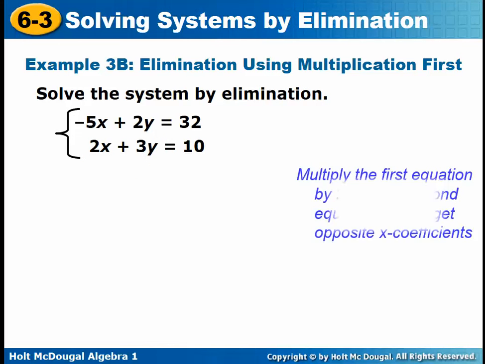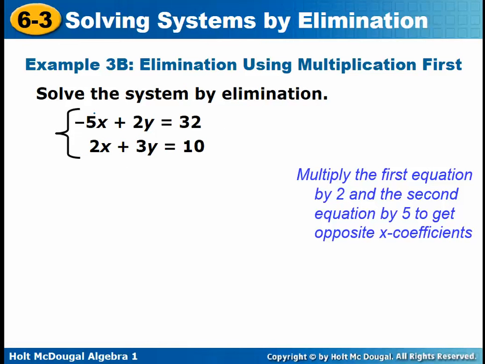So what I need to do is figure out how I could get opposite coefficients. And I think I'll look at the x's because I already have one of them being a negative and one being a positive. So let's see, I have a 5 and a 2. They would both go into, 5 and 2 both go into 10.